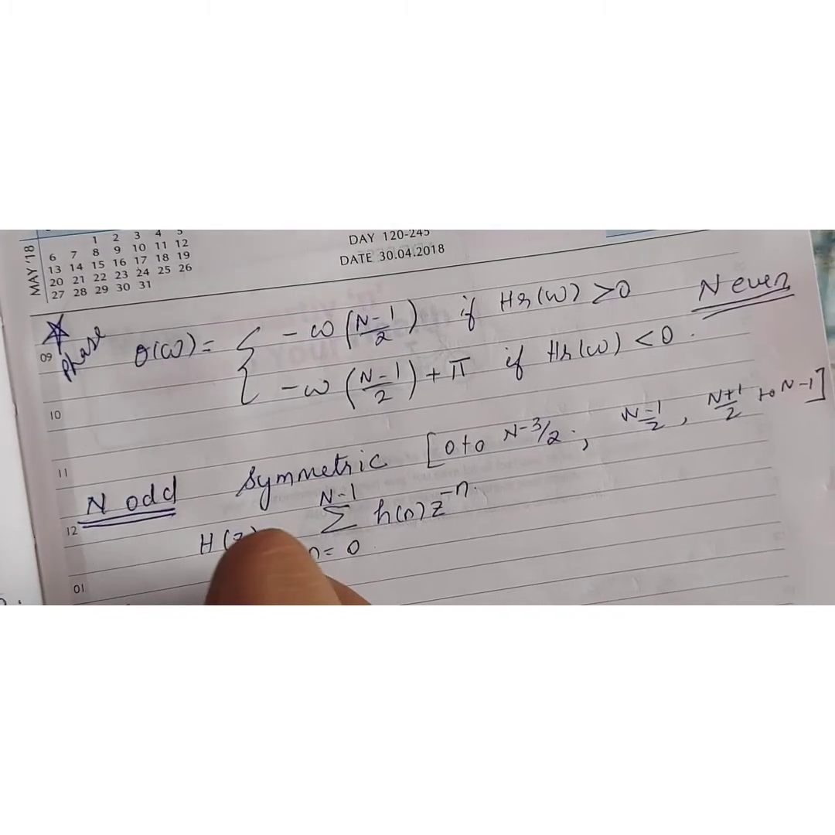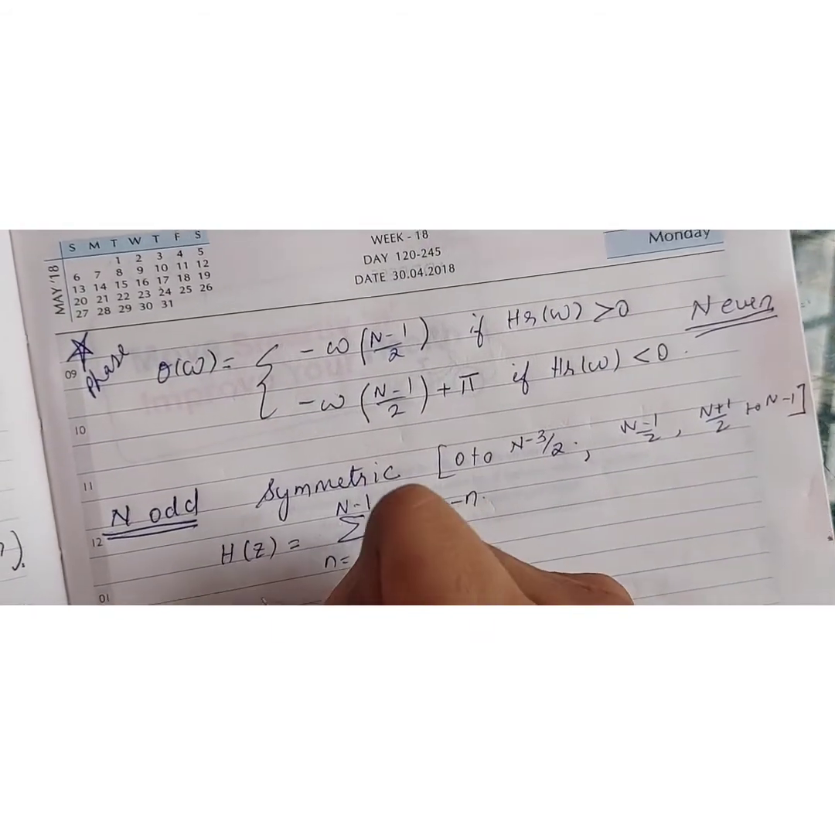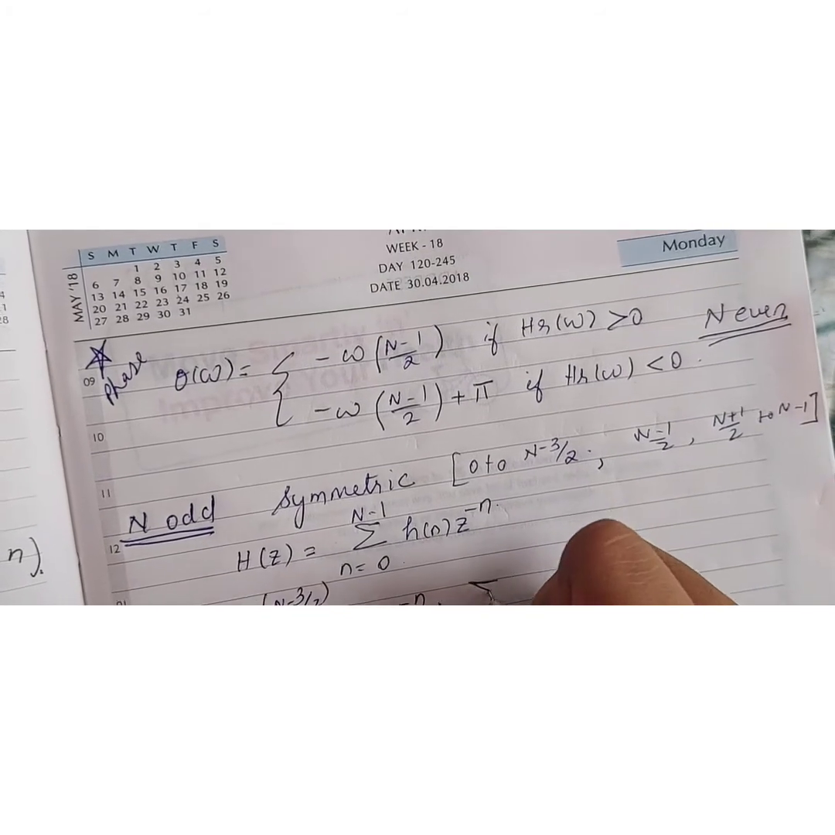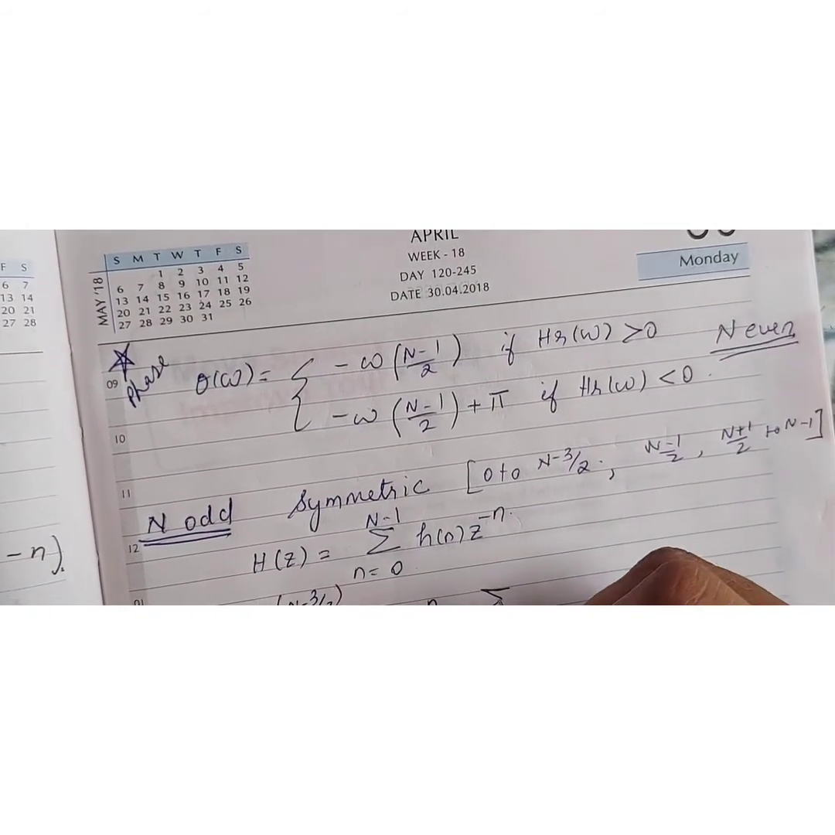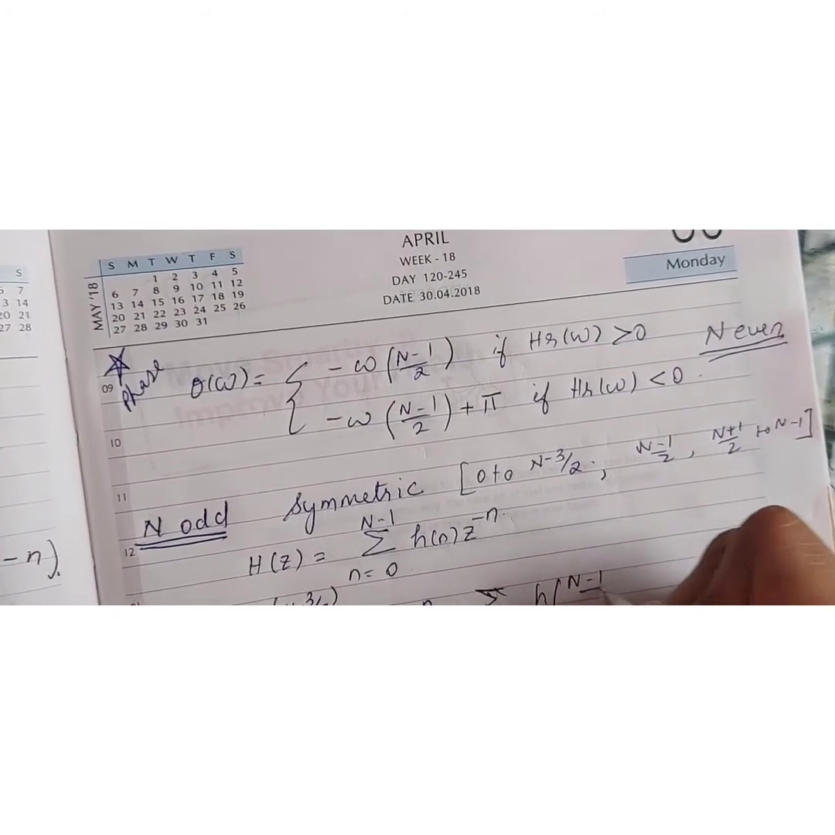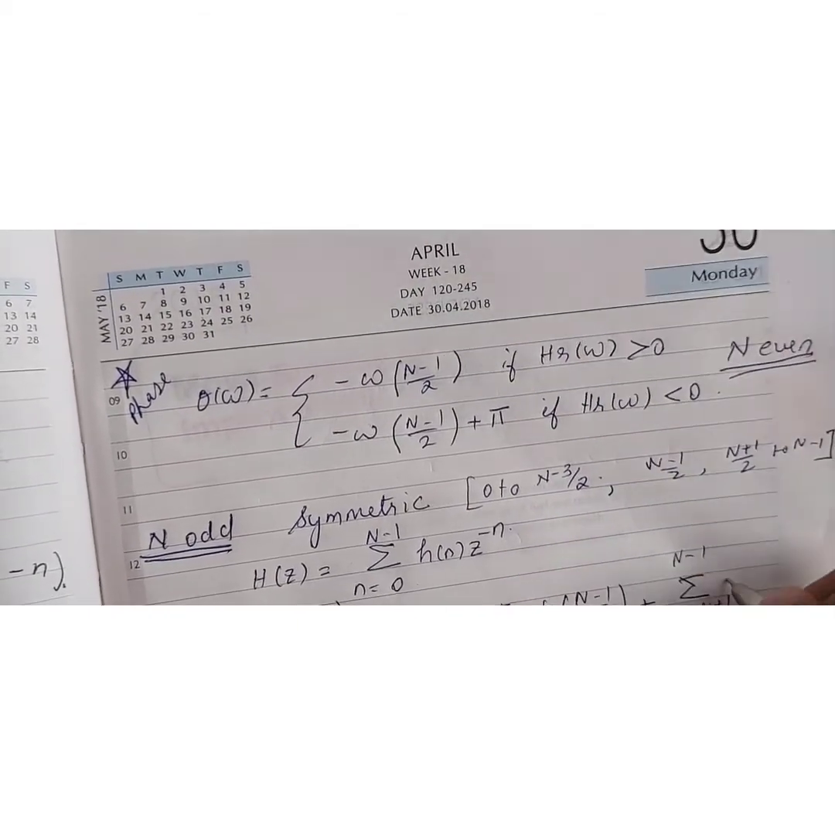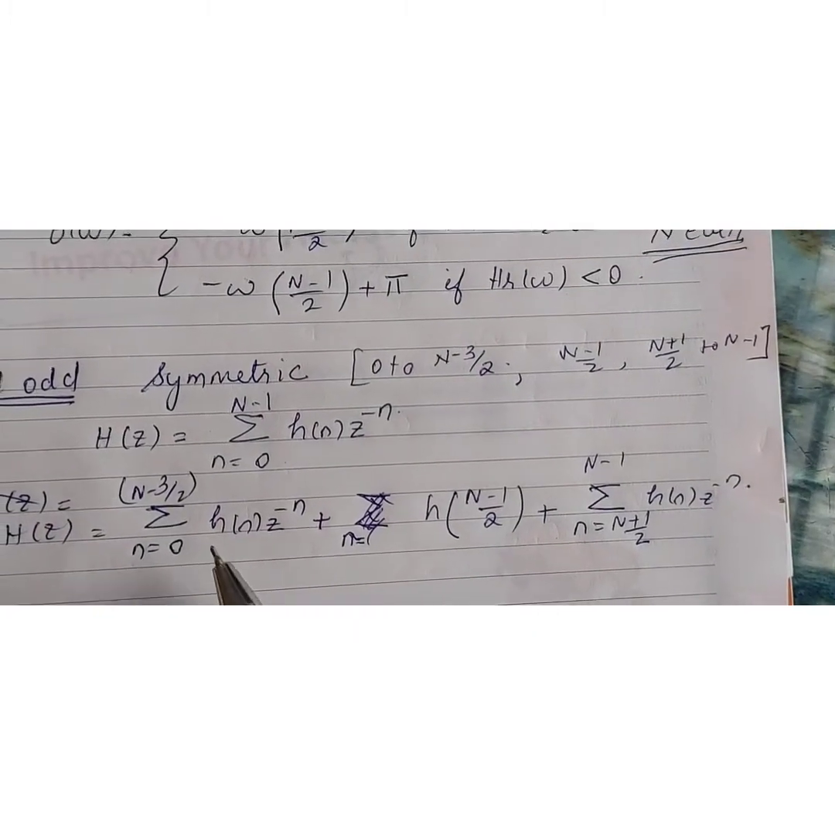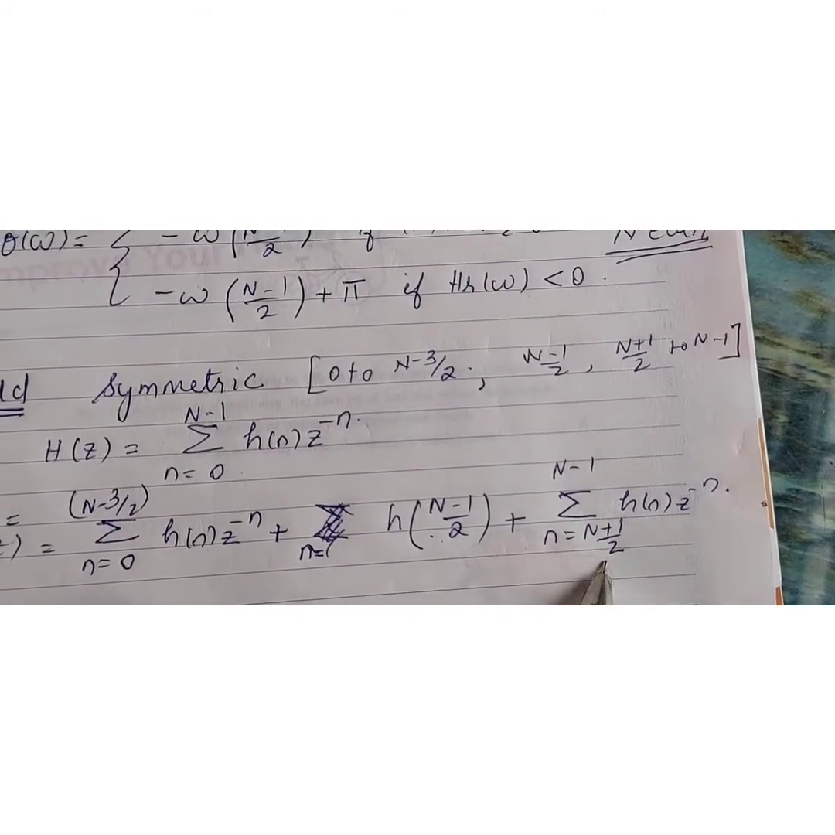So your H of z becomes equal to what? Right here, H of z is equal to summation n varying from 0 to (N minus 3) by 2 as the first summation, h of n z power minus n, plus the center term, h of (N minus 1) by 2, plus the third term, n equal to (N plus 1) by 2 to N minus 1, h of n z power minus n. These are the terms that we have. 0 to (N minus 3) by 2, the middle term (N minus 1) by 2, because N is odd, you have one value at the center exactly, then (N plus 1) by 2 to N minus 1, you have these.